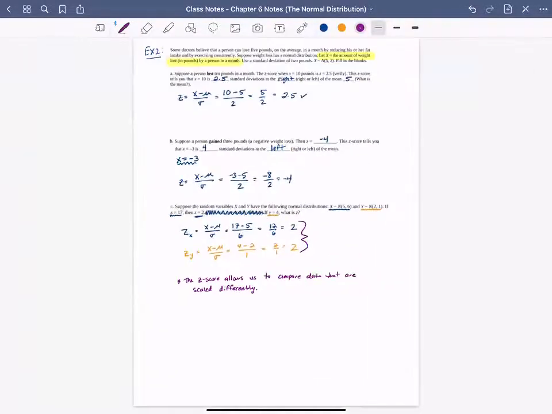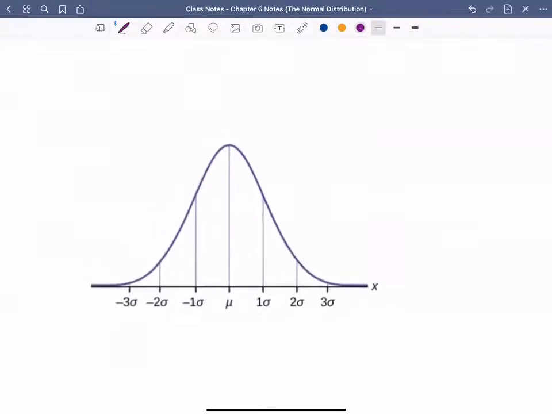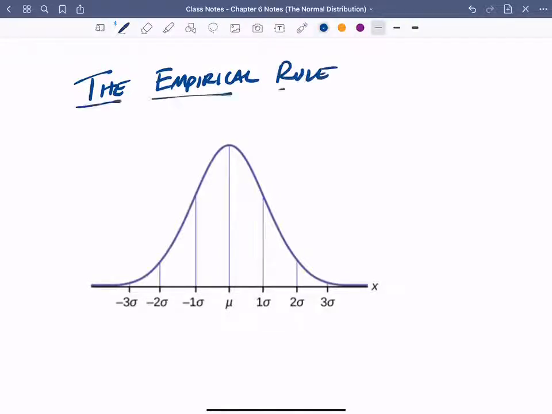All right, there's a next thing here that I want to show you. So what is this funky curve here? I'm going to teach you about the empirical rule. It's also called the 68, 95, 99.7 rule. I'm not going to write that, but we're just going to call it the empirical rule.